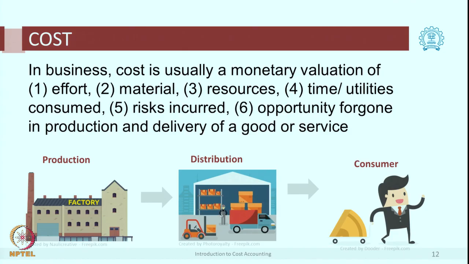Normally, this is how business functions. Some production may be done, then we will go for supply chain or distribution, and the product is supposed to reach the customer. Now, the costs are incurred at all these stages, and accordingly the costs are also classified as related to production, related to marketing and distribution, related to consumer service, or related to administration for looking after all these activities. And there can be other costs like research and development costs and so on.